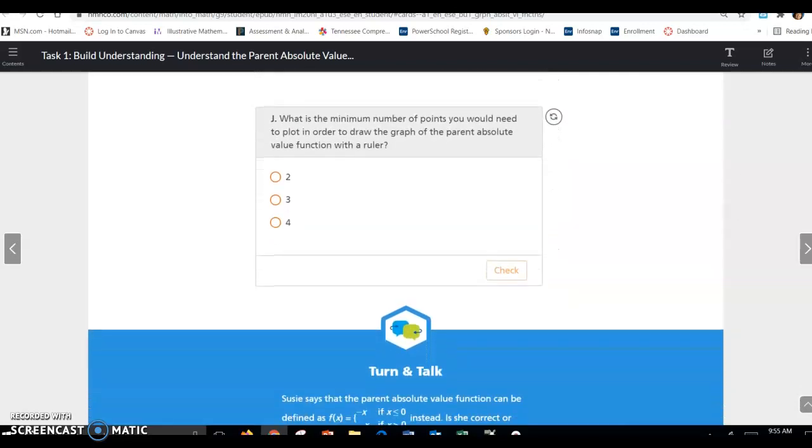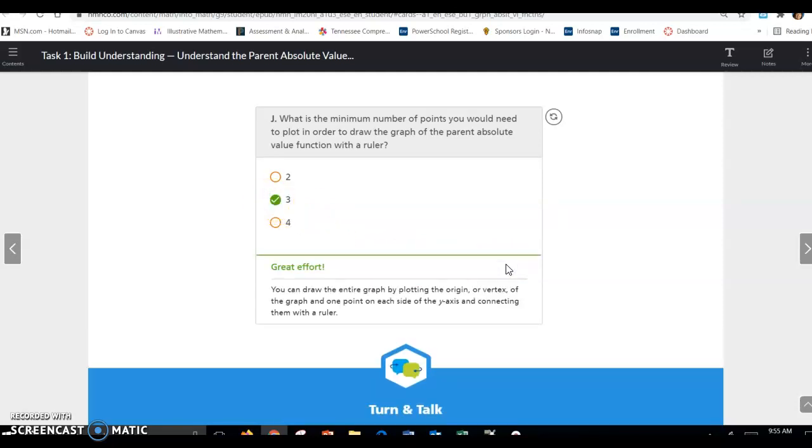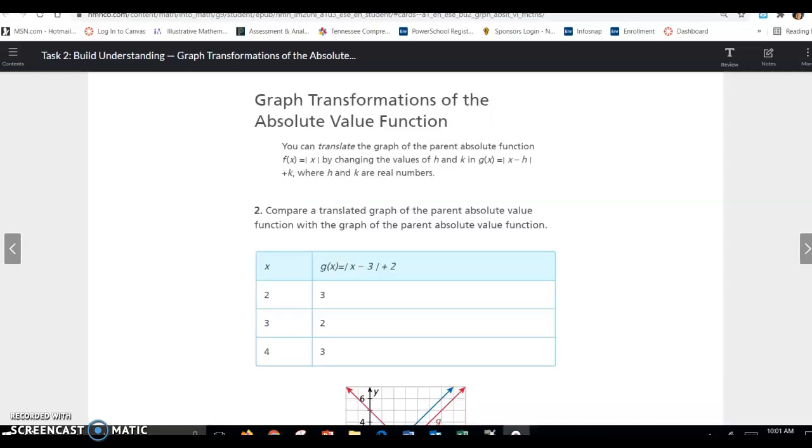All right, what is the minimum number of points you would need to plot in order to draw the graph of the parent absolute value function? Anytime you have an absolute value function, you've got a V-shaped graph. So let's say you've got the vertex and one point on each side to make the V. You should need at least 3 points, and one has to be on either side of the vertex to make your V-shaped graph. If you pick 2 points on the same side of the vertex, you're just going to get a straight line. So that's all for task 1. If you have any questions, please let me know.